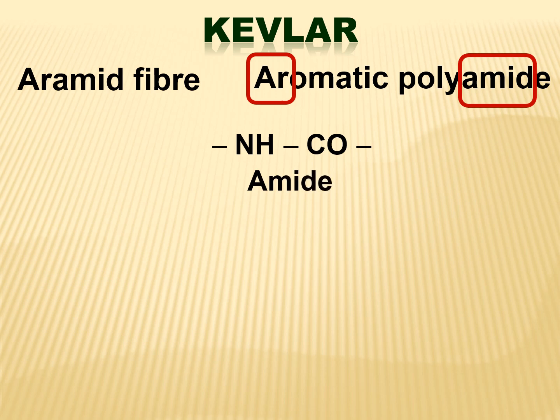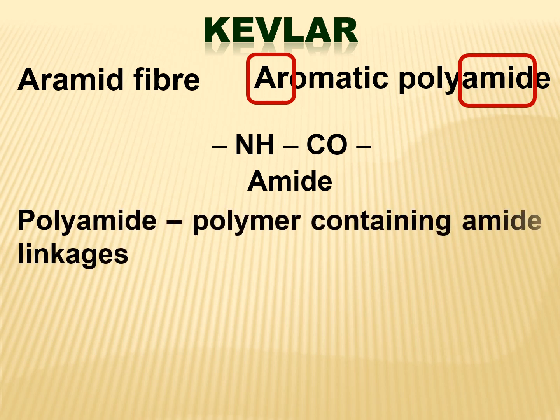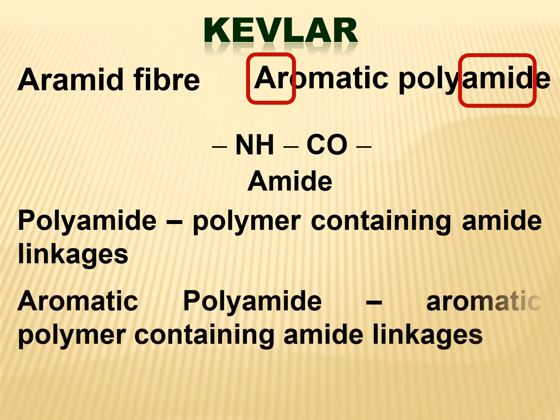An amide group means NHCO, with C double bond O. That group is called amide. And polyamide is a polymer containing amide linkage. We have seen earlier the example of a condensation polymer that is a polyamide. If the monomer forming the polyamide is aromatic, then that is called aromatic polyamide, an aromatic polymer containing amide linkages. And Kevlar is an aromatic polyamide.